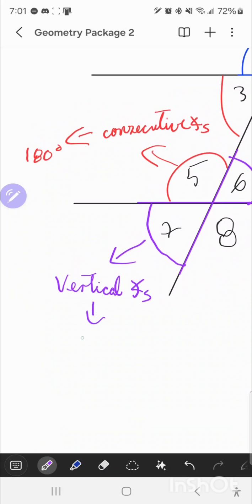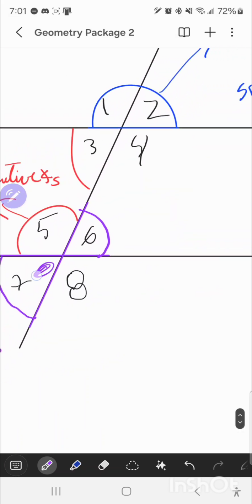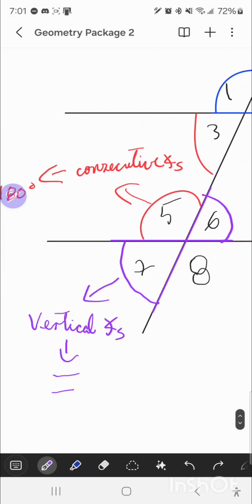They are equal. They don't add to 180 except if they are both 90 degrees, which obviously add to 180, but they are both equal. So if this one is 21, then this one is 21. If this one is 70, then this one is 70. And 5 and 8 are also vertical angles. 4 and 1 are vertical angles, and 3 and 2 are also vertical angles. That's it for the vertical angles.